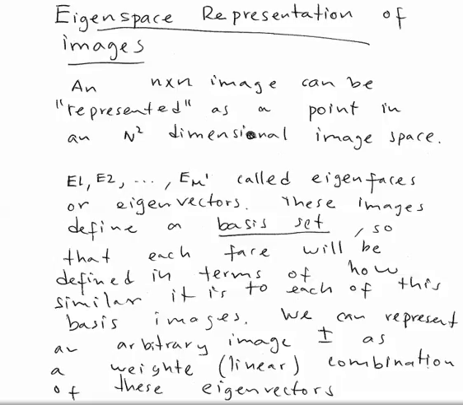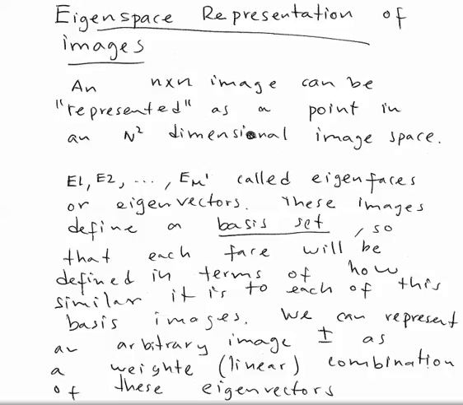Hi, in this tutorial we will study eigenspace representation of images. What we want to do in this topic is to have an image that can be represented as a linear combination of other images, and in this case all images are faces. We will consider an image to be a square matrix, meaning the same number of columns and rows, and this to be a point in an n by n, or n square, dimensional space.